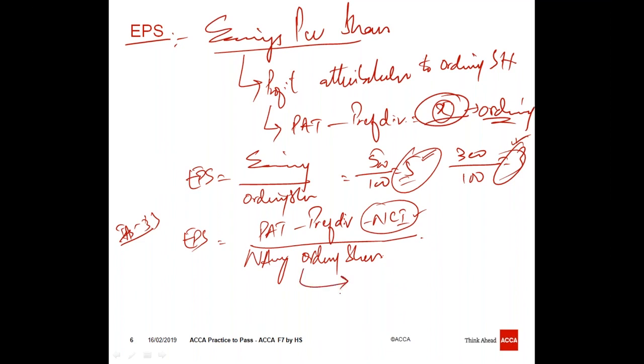Weighted average ordinary shares means you have to take proportionate shares.